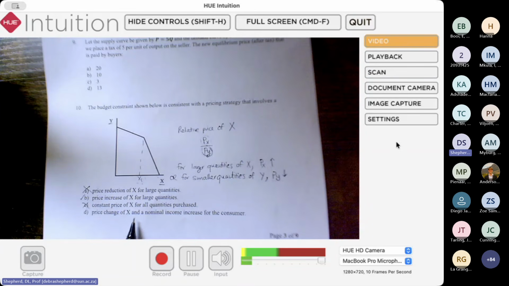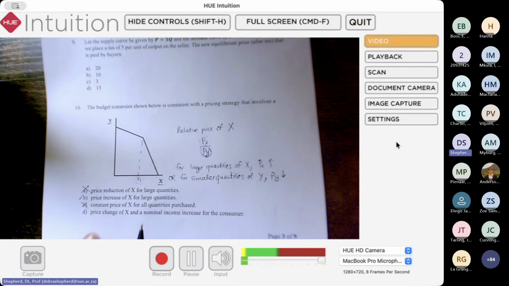D, price change of X and a nominal income increase for the consumer. That can't be correct because if there is a price change of X and an income increase at the same time, this budget constraint would also have shifted either outwards or inwards, depending on whether the price change of X dominates that income effect. So for example, if the price of X was going up at the same time as income is going up, that could actually mean that we end up being relatively poorer, depending on how large that price increase is. We just don't have the right kind of information for this to be the right answer. And so the only answer here that could plausibly give us this shape budget constraint is B, that there's a price increase of X for large quantities.